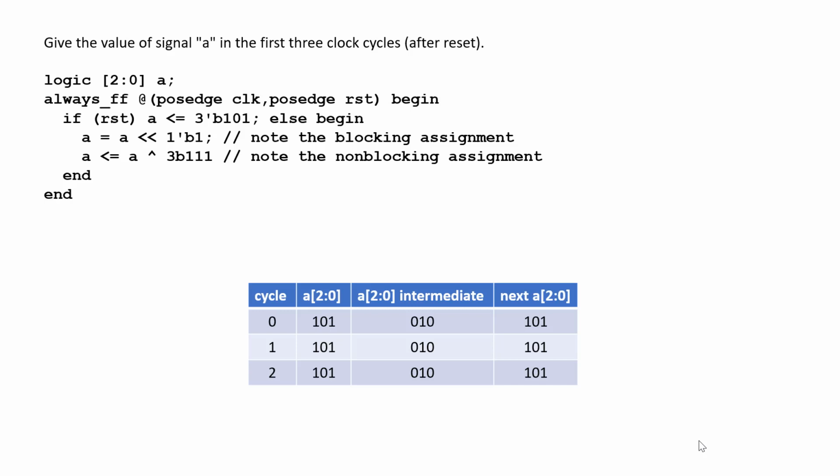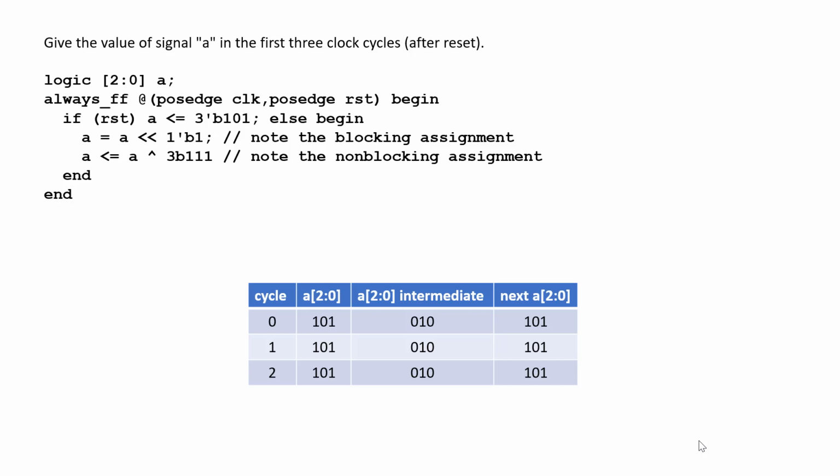See, in this case, I'm taking A and shifting it by one bit to the left, and then I'm doing an XOR with 1, 1, 1, which just flips all the bits. So this does a left shift by 1, then flips all the bits. Because when you XOR by 1, it just flips the bit. Right? Okay.